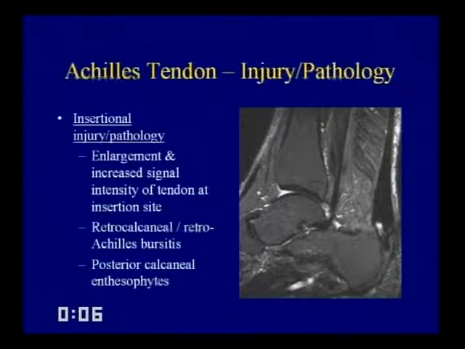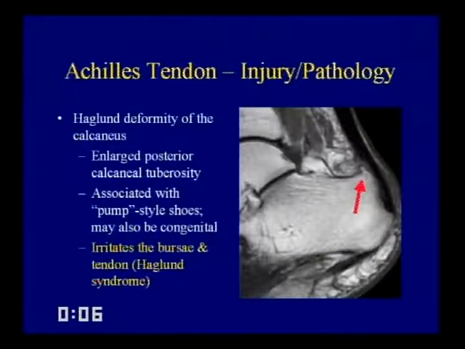I said I would talk about the Haglund's deformity. This is important to notice. It's basically a little spur that occurs here along the posterior calcaneal tuberosity, not down here like that enthesophyte I showed you, but up here. It's associated with pump-style shoes and has been called a pump bump in the past.